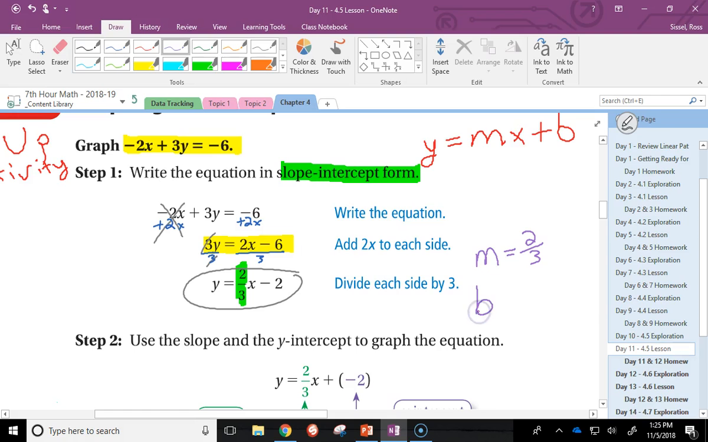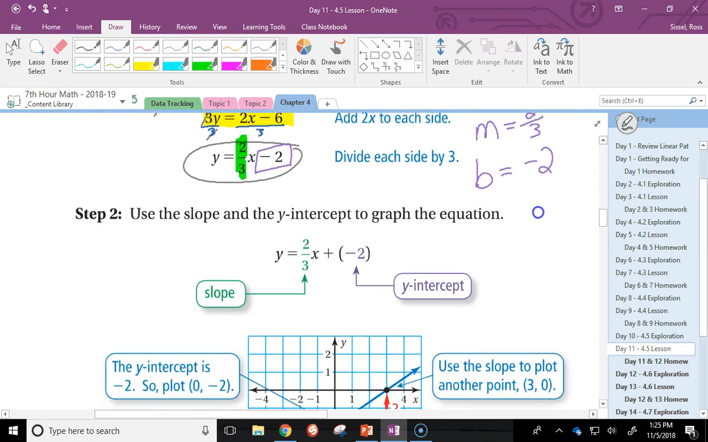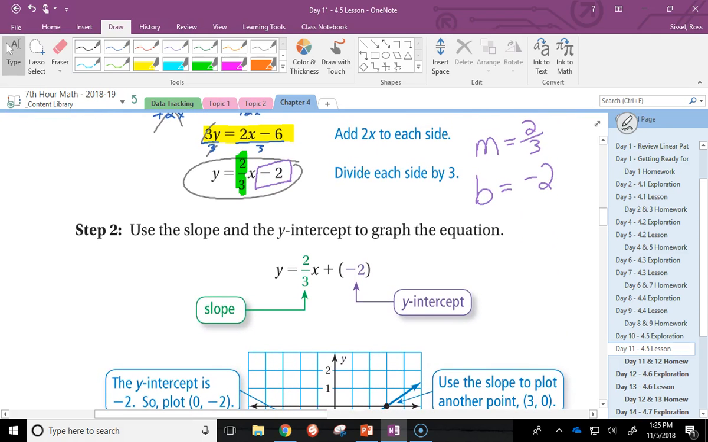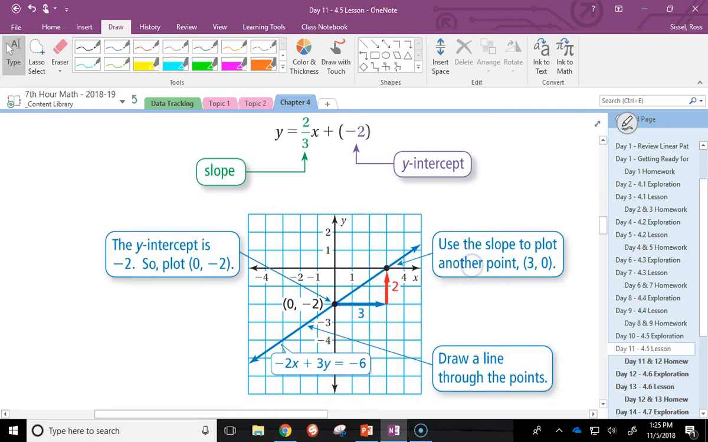What is our y-intercept? Bryce? Good. It's that part. Y-intercept is negative 2. If we scroll down, they show us the exact same thing. Slope is 2/3. Y-intercept is negative 2. All right, let's sit up and pay attention, bud.